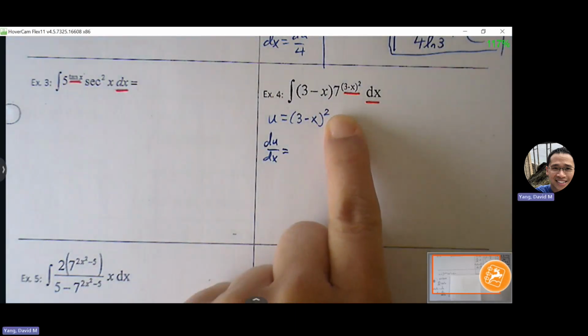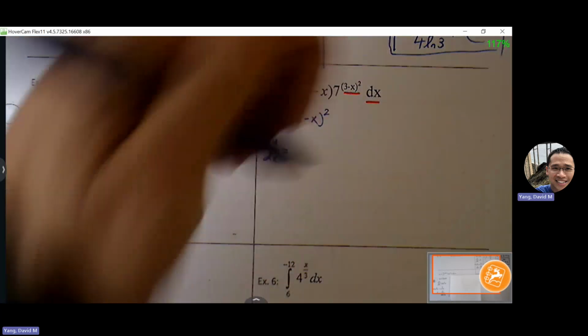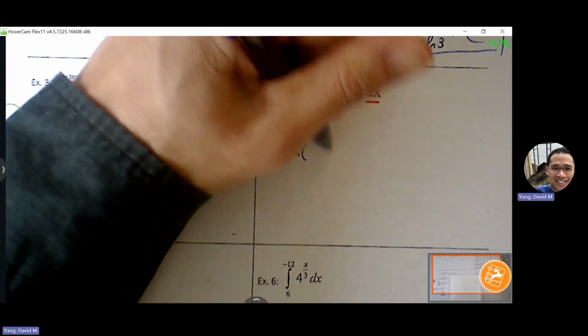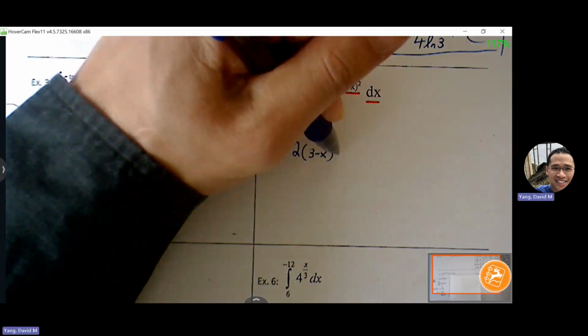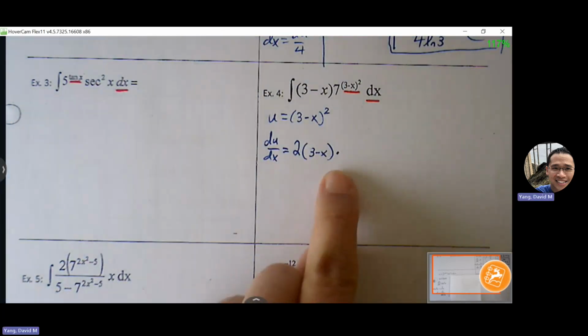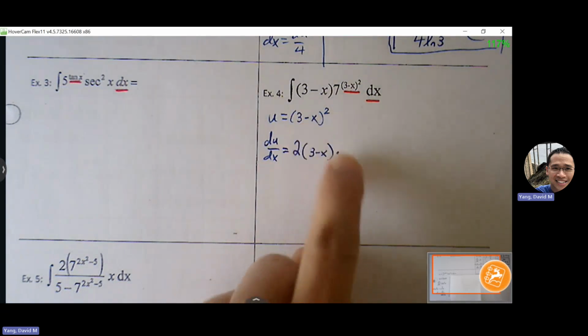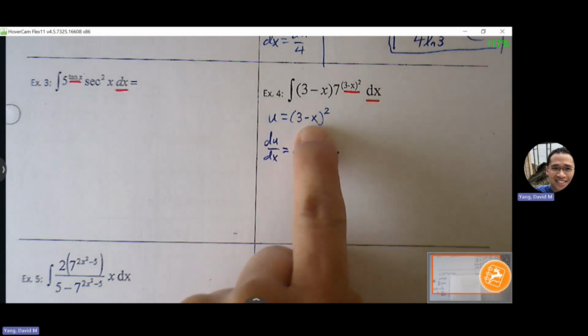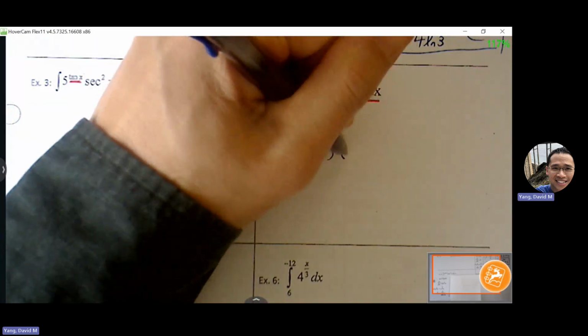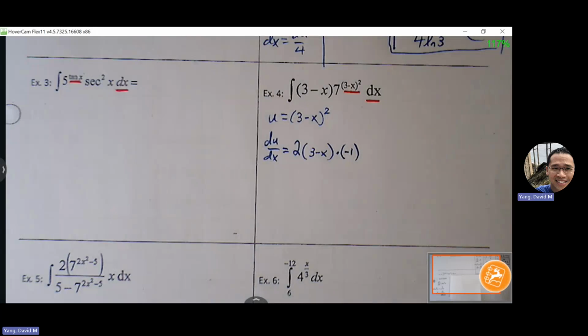So outside derivative is parentheses squared, becomes 2 parentheses to the first power. Keep the inside intact times the inside derivative, which is 3 minus x's derivative. Good. 3 goes to 0. Negative x becomes negative 1. So negative.